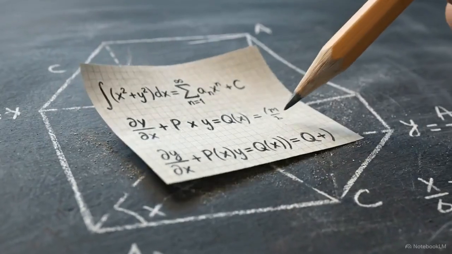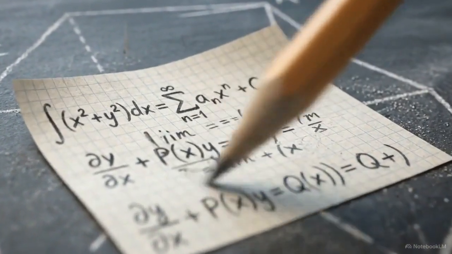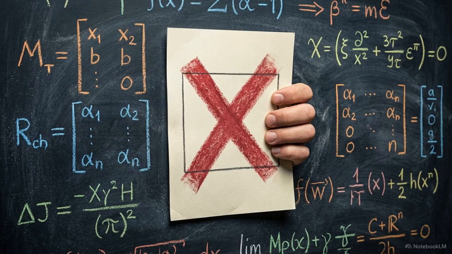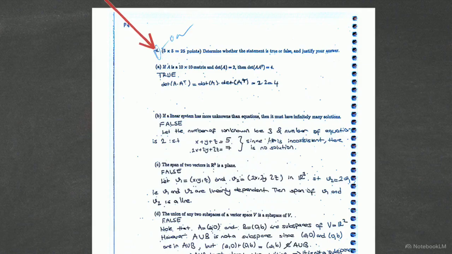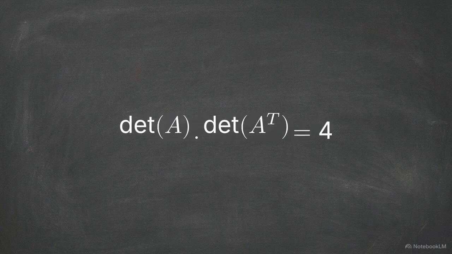These examples show that matrices rarely follow standard algebraic intuition. Relying on basic algebra rules without checking these specific behaviors is a common way to lose points on these questions. We'll now shift to question 4, which focuses on determinants and spatial geometry. Part A gives us a 10 by 10 matrix with a determinant of 2, and asks if the determinant of A times A transpose equals 4. Because the determinant of a transpose equals the original determinant, the calculation is just 2 times 2.